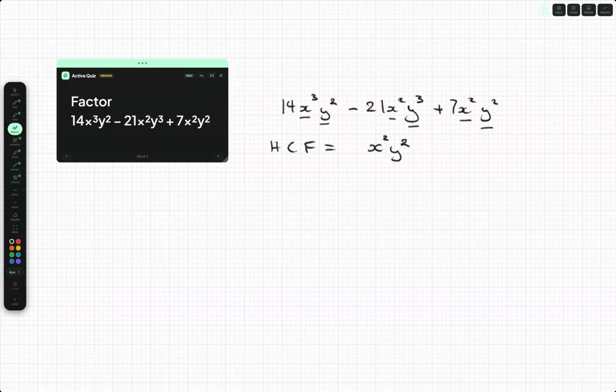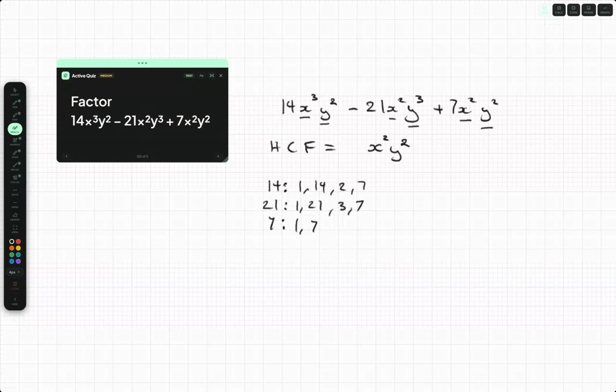Now, we have to look at our three numbers. We have 14, we have 21, and we have 7. Now, I'm pretty sure you can see a common factor between all of these, but we'll go over it. So it's 1 times 14, it's 2 times 7. 1 times 21, and 3 times 7, and 1 times 7. So the highest common factor between all of these is going to be 7, and we just add that to the top, and we're left with our highest common factor being 7x squared y squared.